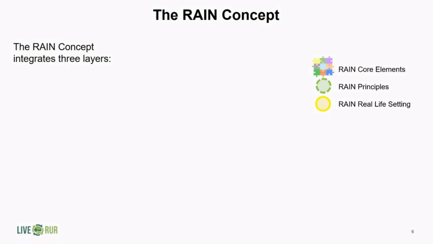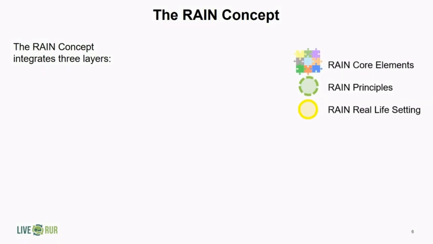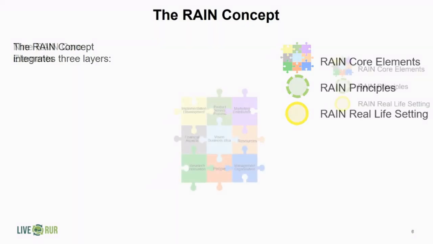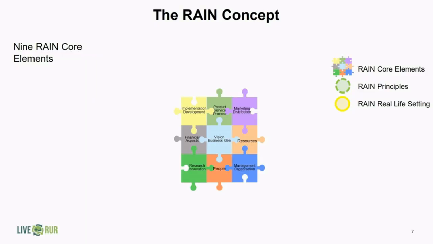The RAIN concept integrates three layers: the RAIN core elements, the RAIN principles, and the RAIN real-life setting. The RAIN core elements capture the essential parts or chapters of a business model. It has the shape of a puzzle to show that core elements are connected to each other to form the big picture. Also, there are relations to a business model environment, the outside world.